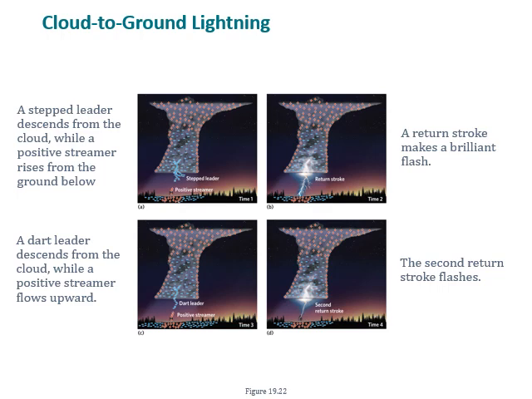The bottom 2 figures show a dart leader descending from the cloud while a positive streamer flows upward. In this case, when the second return stroke flashes, it produces a single lightning bolt. So these pictures show the difference between a stepped leader and a dart leader.